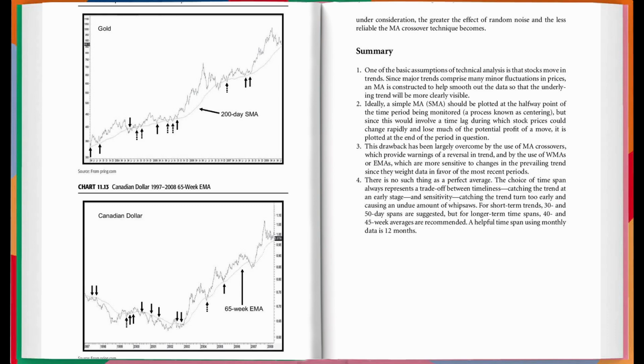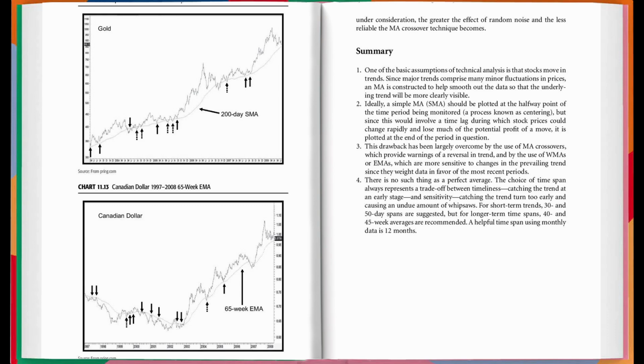3. This drawback has been largely overcome by the use of MA crossovers, which provide warnings of a reversal in trend, and by the use of WMAs or EMAs, which are more sensitive to changes in the prevailing trend since they weight data in favor of the most recent periods.